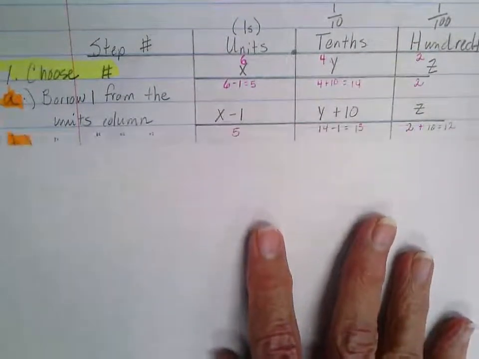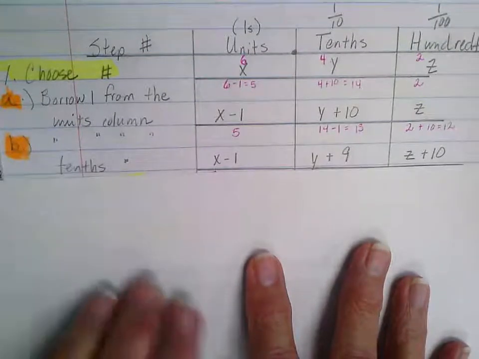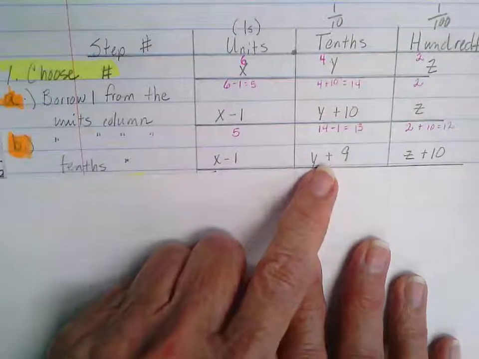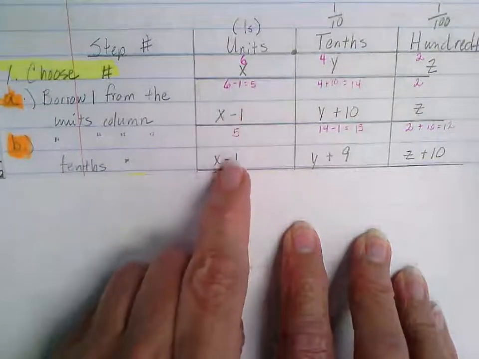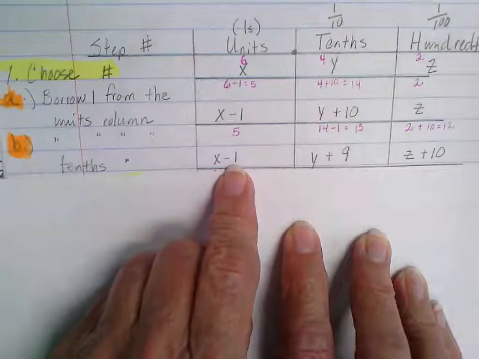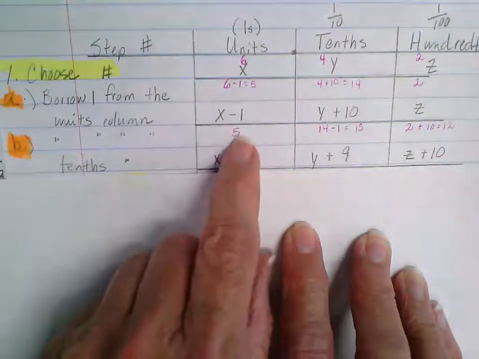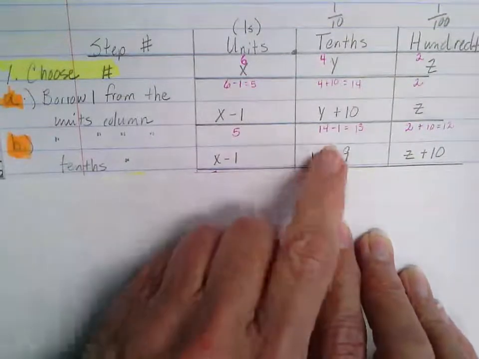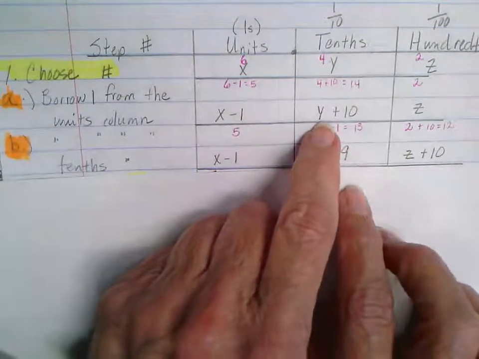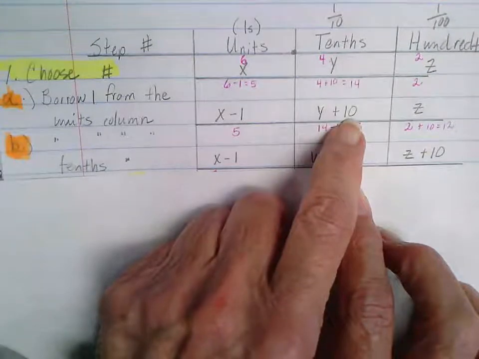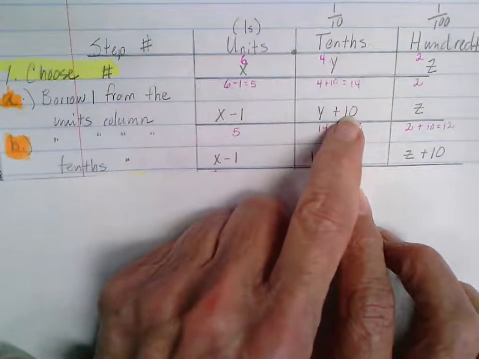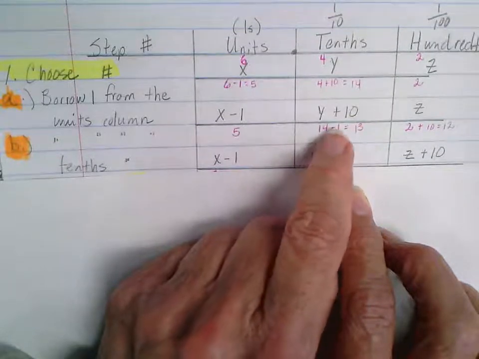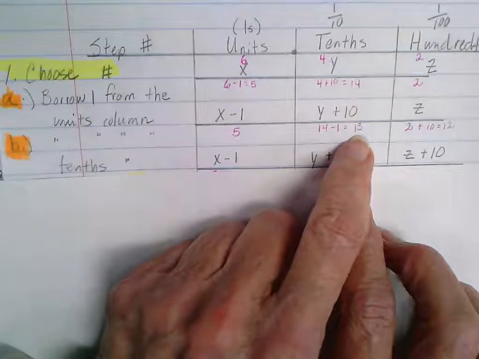We're going to do the same thing down here, but we're going to be borrowing from the tenths column. So we're going to leave the units, or the ones column, the same. So you can see I just brought down my 5. And I brought down my X minus 1. Over here, I'm going to be taking 1 away from this column. So that would make this a 9. And when I take 1 away from 14, I'm going to get 13.